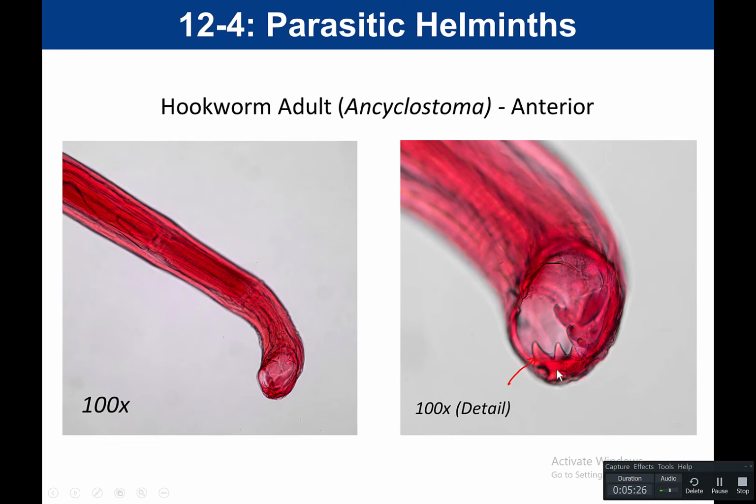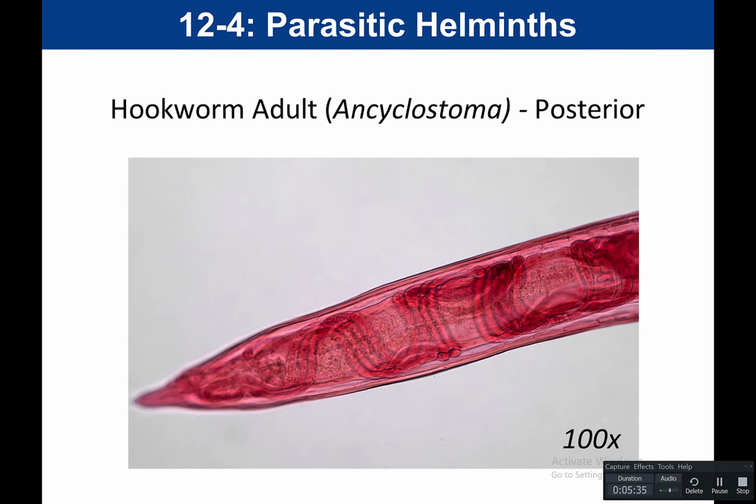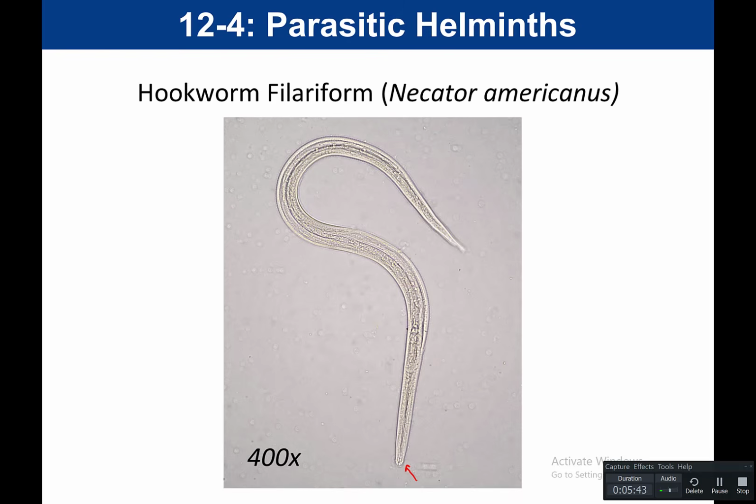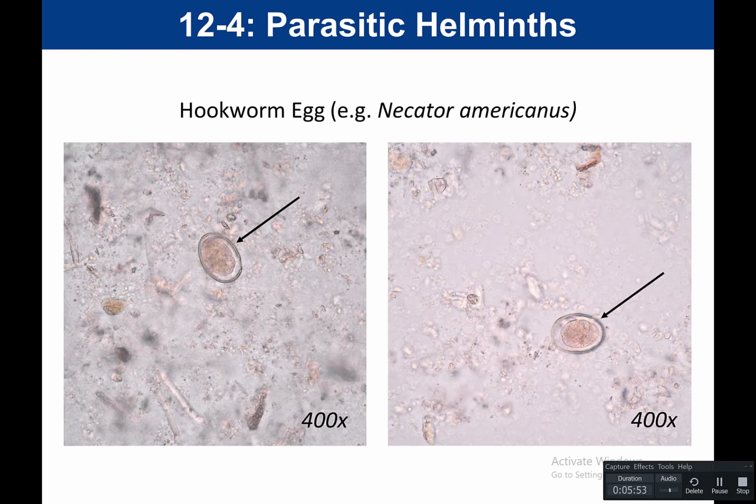You can see that this is the head, and it has these little hooks, which shows us that this is the hookworm. This is just showing you the posterior or the end part, the other end of the hookworm. This is the filariform larva. This is the one that is infective to humans. And so this is the one that's going to burrow its way through the skin. And then the hookworm egg is going to have this kind of clear jelly coat. And that is how you are going to identify that one.